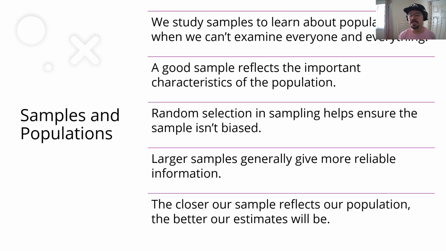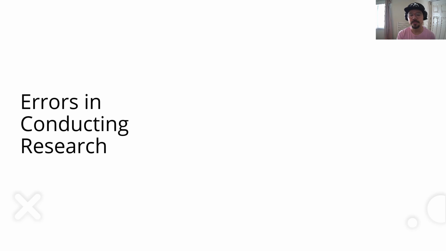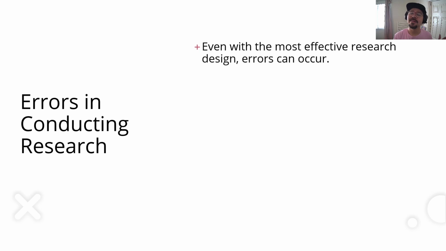The closer our sample reflects our population, the better our estimates will be. And so when it comes to sampling, we want to make sure that we are doing our best to draw samples that are as closely reflective of our population as possible. So errors in conducting research, as you can imagine, even with the most effective research design, errors can occur in collecting data.